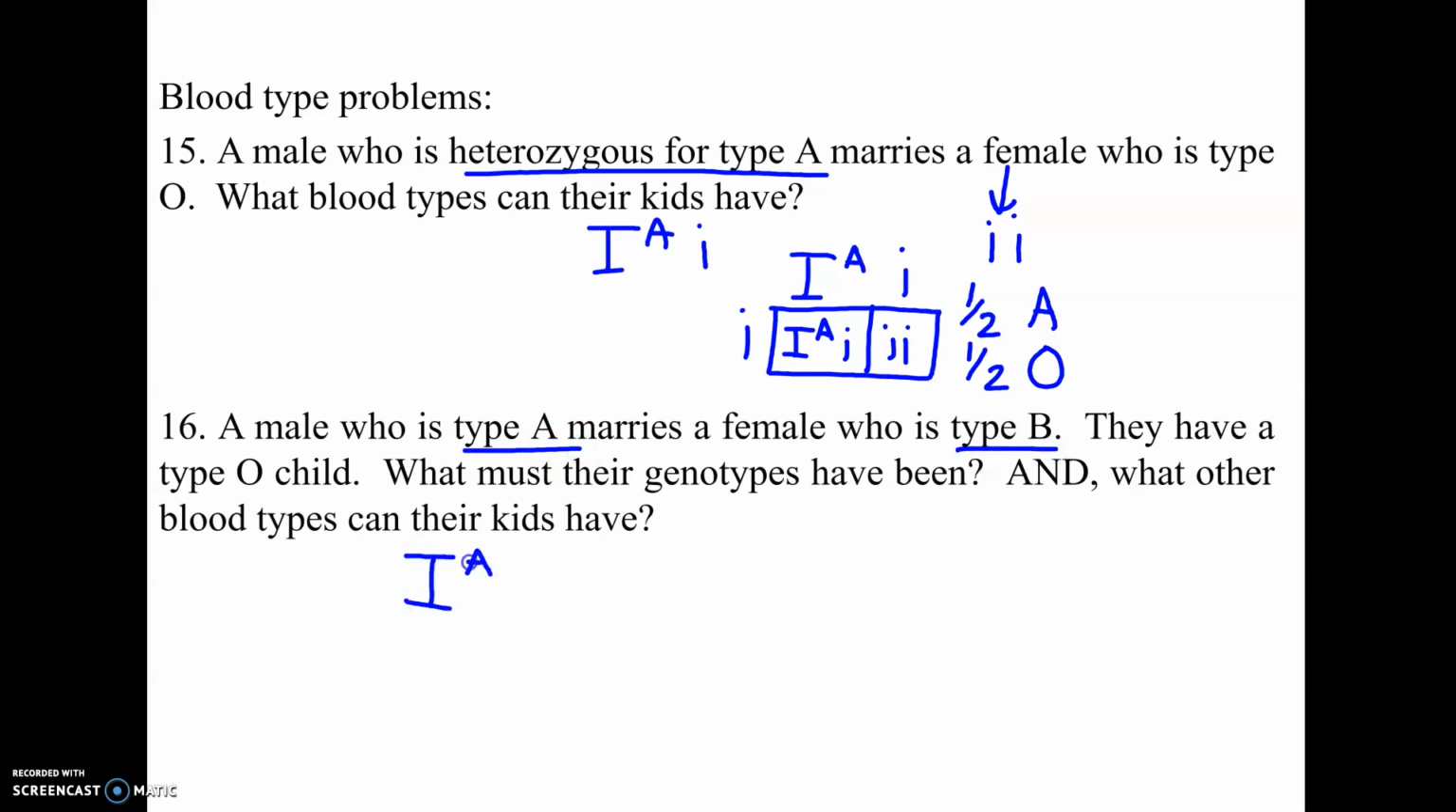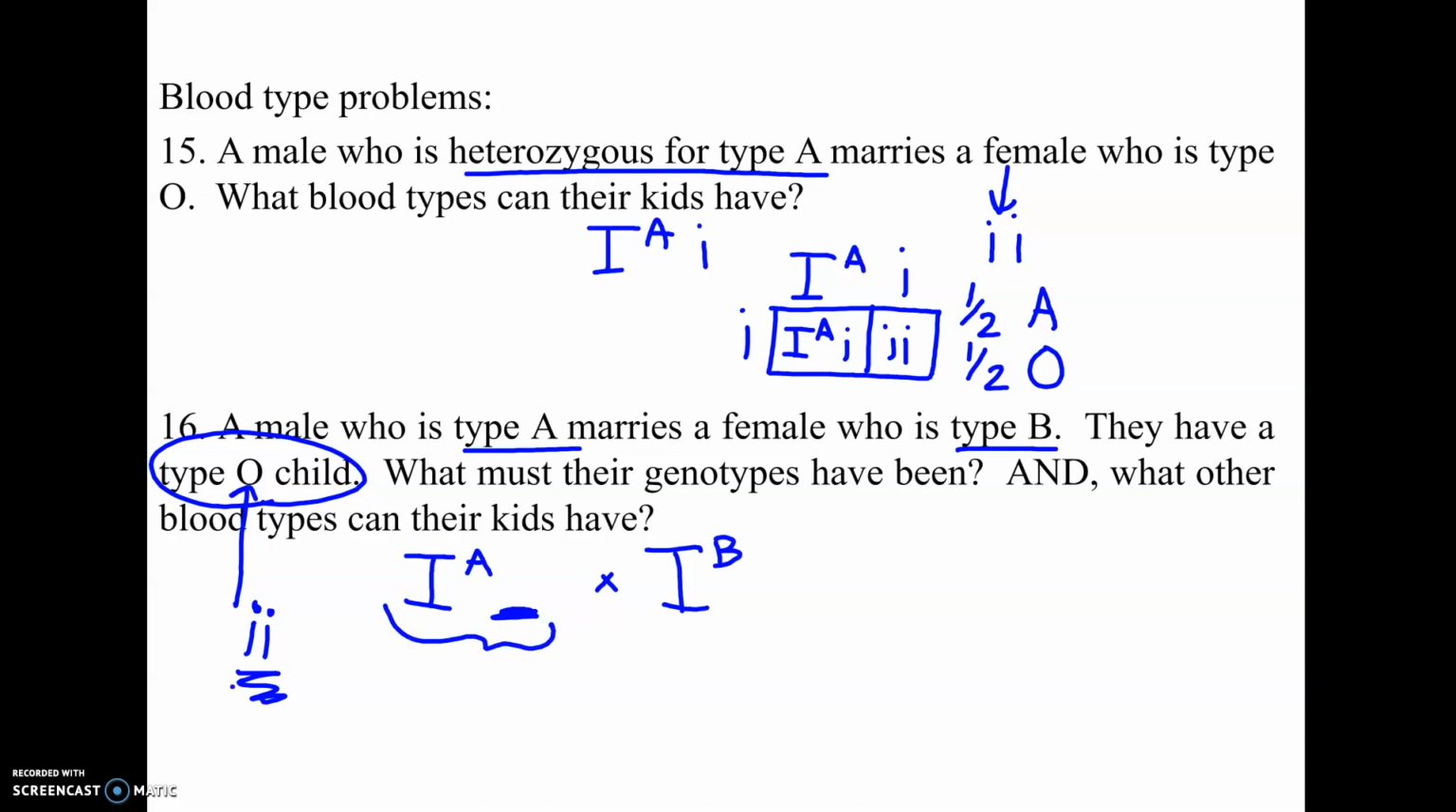So we know he's I^A something, and she's I^B something. And then notice they tell you that they have a type O child, and this is significant. They're not just telling you this for no reason. They're telling you this because if they had a child who's recessive, type O, that's how we know what their second letter is.